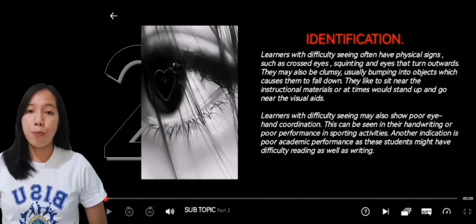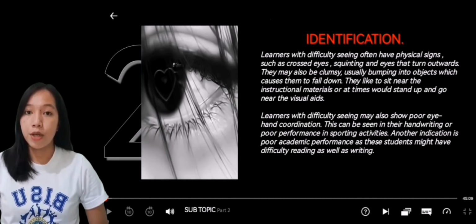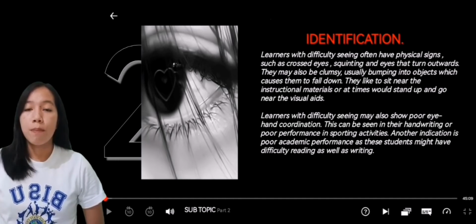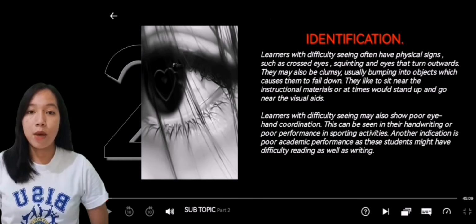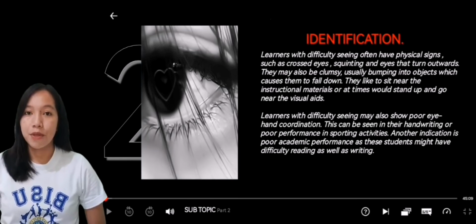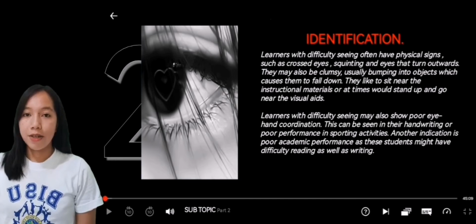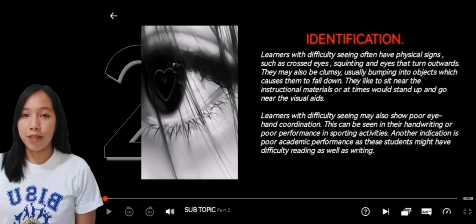So, in this kind of problem, what the teacher needs to do is to provide a seating accommodation for the learners to see the writings on the whiteboard or the visual aids. Most of these learners need someone to assist them, for example, when they take notes every time they go to classes. So, the next identification is that learners with difficulty seeing may also show poor eye-hand coordination.